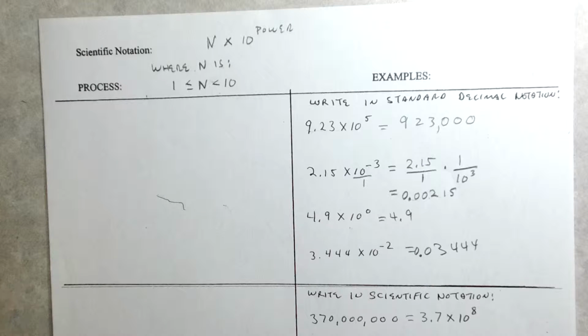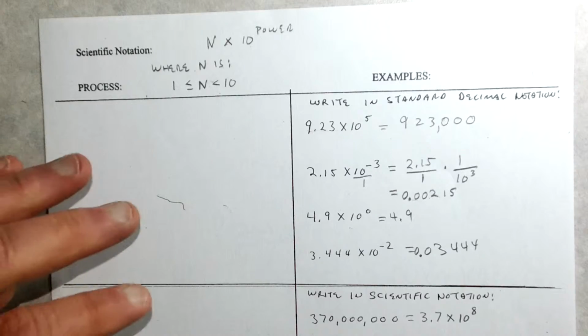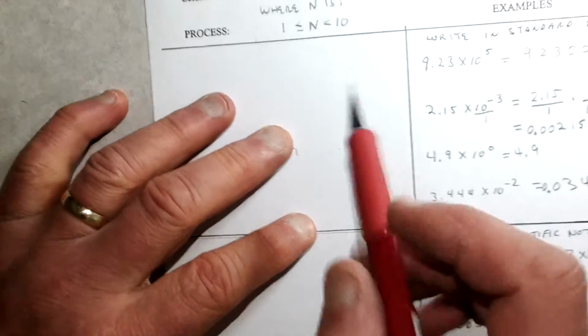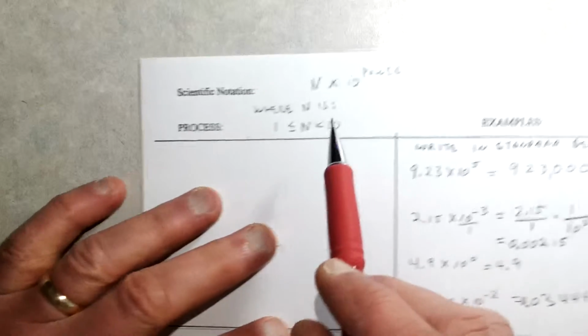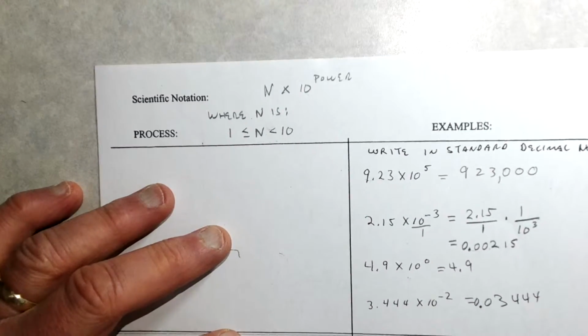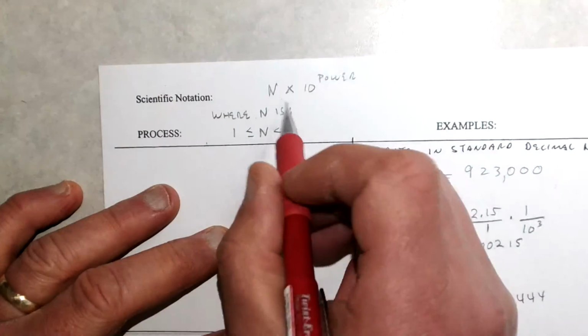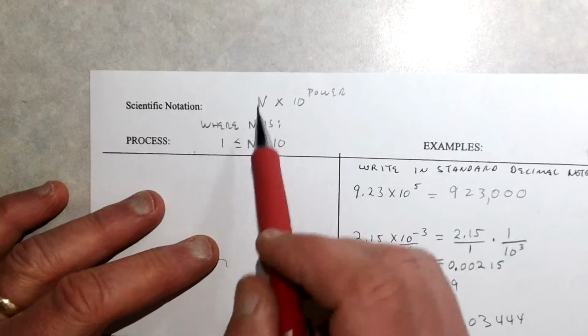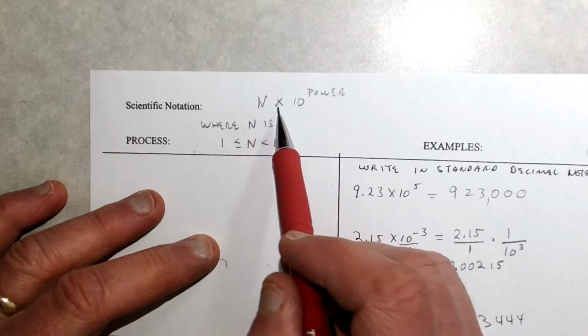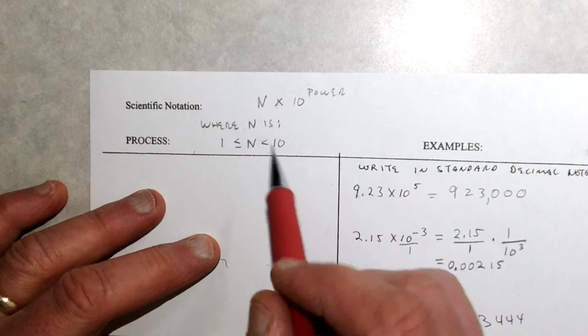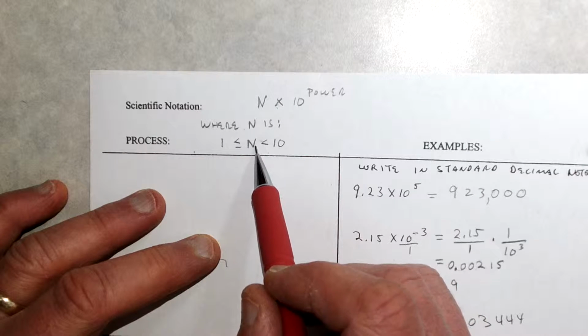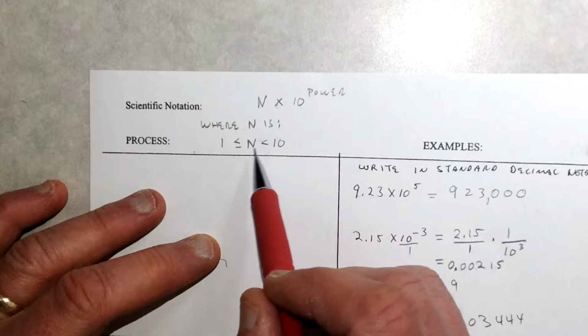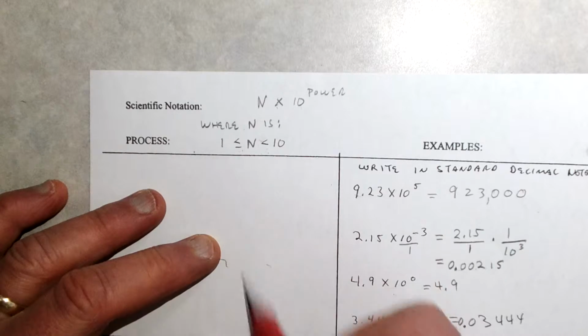Okay, so we're going to take a look here at scientific notation, and I just want to tell you in general what scientific notation looks like. It should be a number between 1 and 10 times 10 to a power, and that number specifically should be a number less than 10, but it can be greater than or equal to 1.